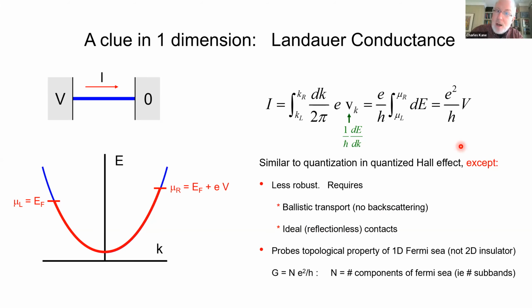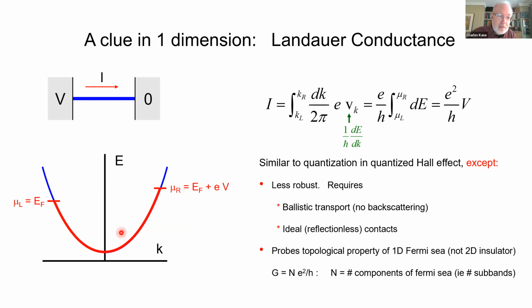Okay, and so you can ask yourself, if you have a quantized response, you're measuring an integer, so that must be some topological thing. What's it probing the topology of? Okay. Now, in the integer quantum Hall effect, it's probing basically the Chern number of this two-dimensional electrical insulator, right? But in this one-dimensional wire, we don't have a Chern number. Okay, there's no Chern number, there's no two-dimensional interior between the edge states. Okay, so what we're really doing is we're probing a topological property of the one-dimensional Fermi sea. Okay, and it is topological because it doesn't depend on the details.